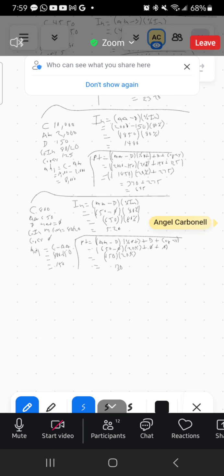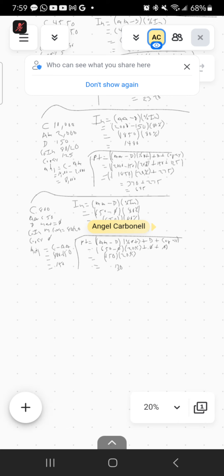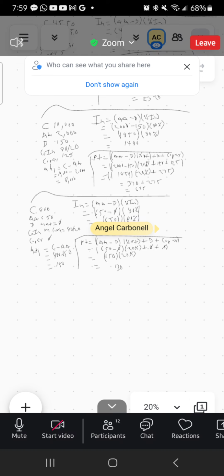Any questions on that one? No. Wait, sorry. The allowed adjustment was 150? The allowed amount, I'm sorry. 650. Oh, okay, never mind. My bad.